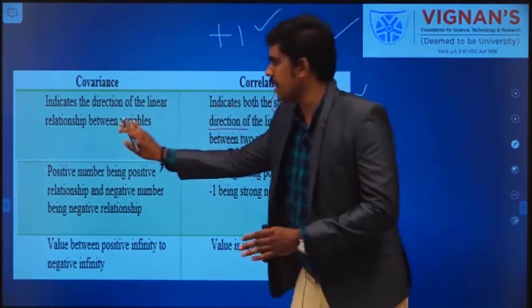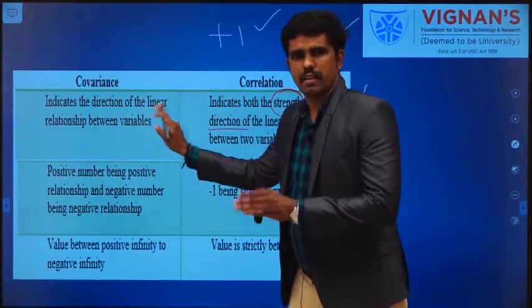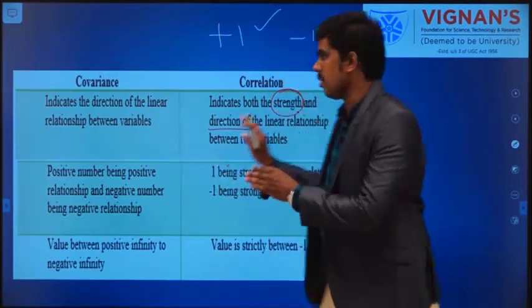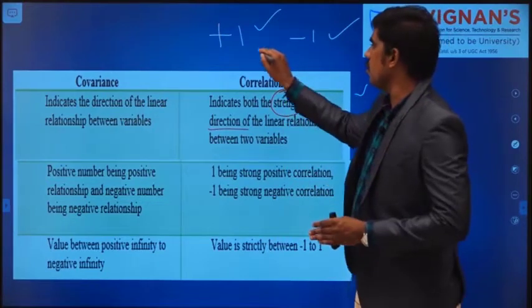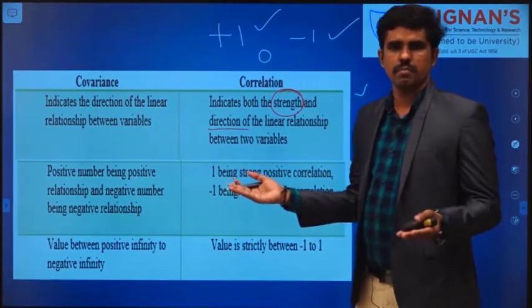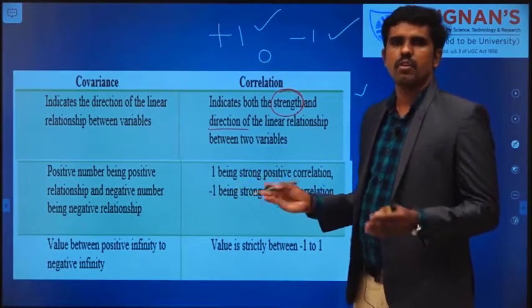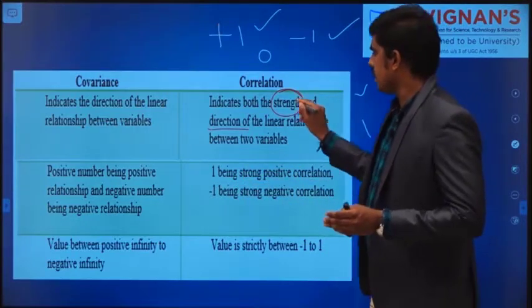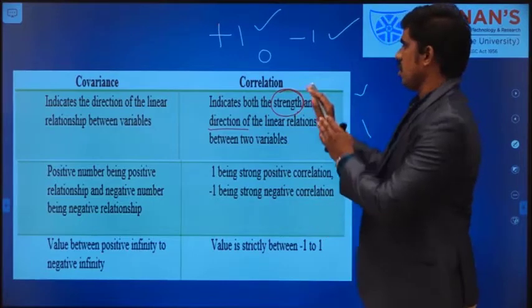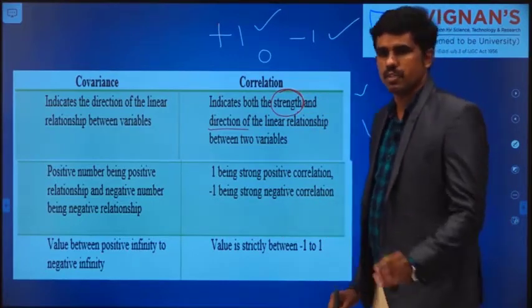In covariance, you can find the direction only: x is increasing, y is increasing. Here you can find the strength, how much it is related. If you are getting 0, there is no relationship, so the strength of the relationship is 0. So we can measure the strength also in correlation. That is the first main point.